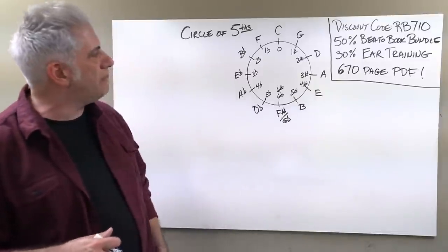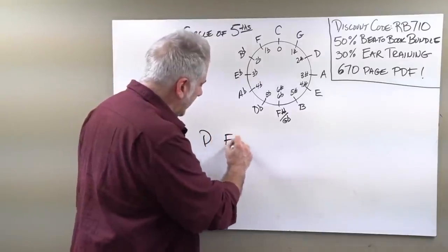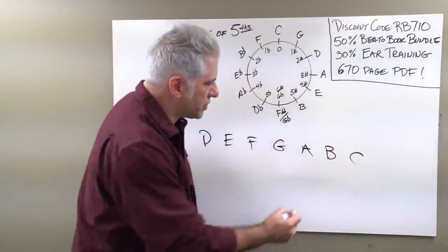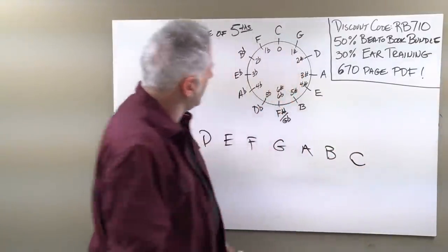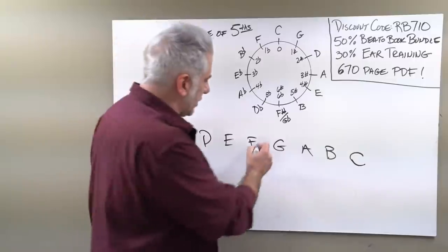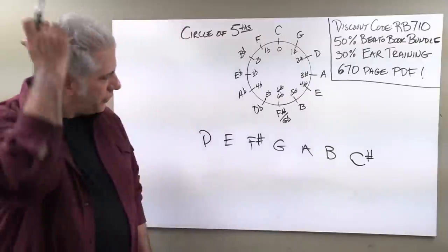Okay, so we're going to take a key right now. We're going to say D major, okay? So I'm going to do the same thing, D, E, F, G, A, B, C. I'm going to look up at my chart here. D major, 2 sharps. Well, my first 2 sharps are F sharp, C sharp. So I'm just going to go in and fill them out, F sharp, C sharp, and I have a D major scale.